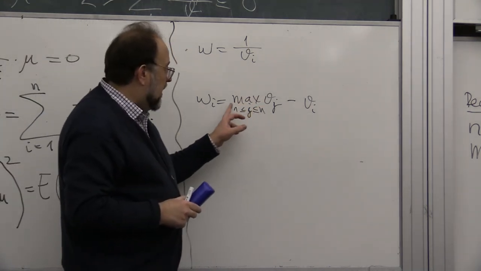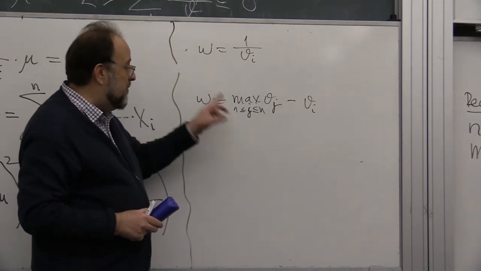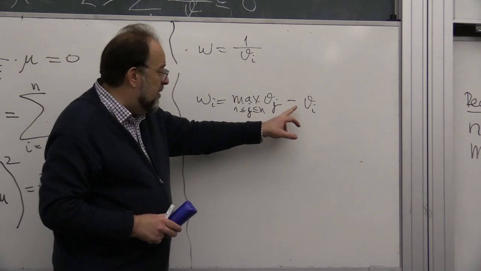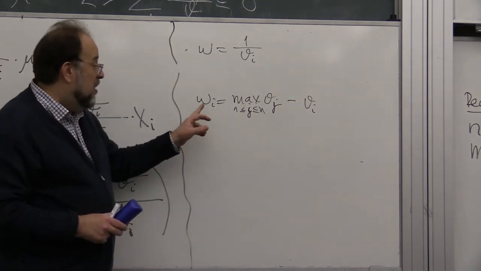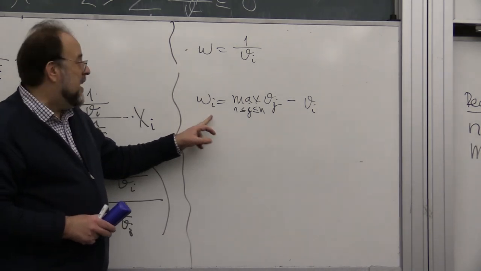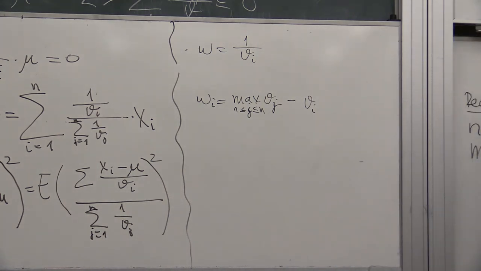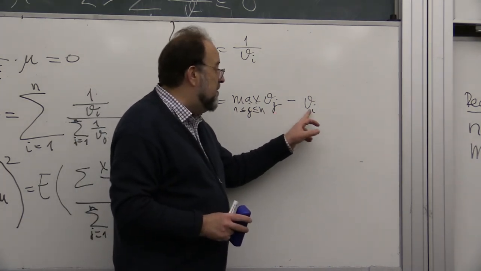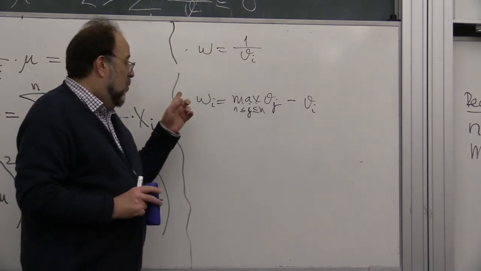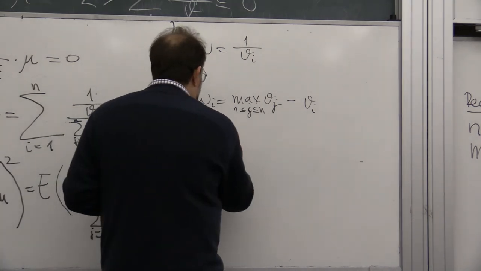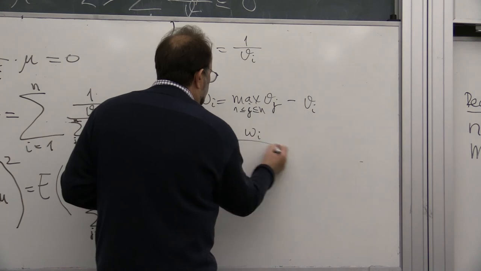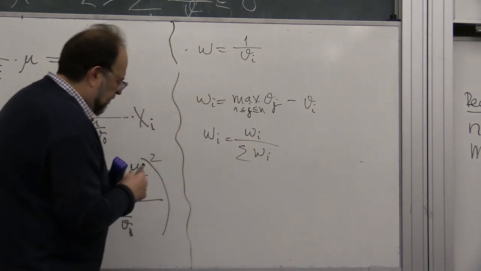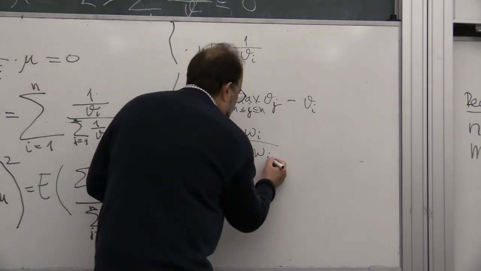So notice this will give weight 0 to the sensor with the largest variance, and the larger the variance, the smaller the weight. So in this formula you would have this weight maximal, the largest of the variances minus the variance of that particular sensor. Of course, you normalize, you set V_i equal to V_i divided by the sum of V_i, to get them all to sum up to 1.